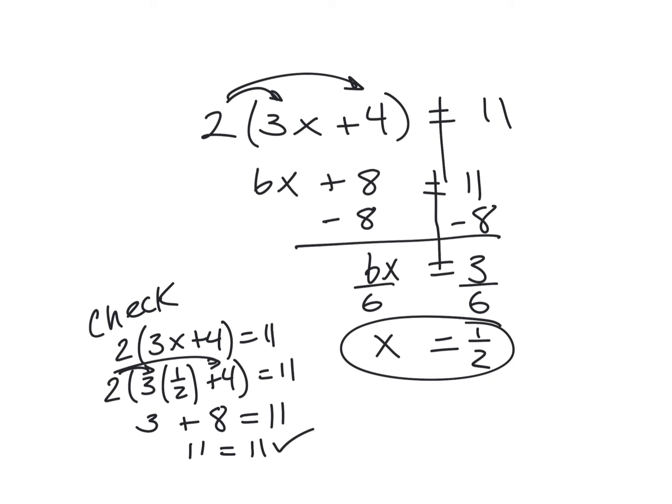So in this case, it would not have been advantageous to divide both sides by 2 right away. It was better to do the distributive property, whereas in the last problem, it worked out to divide both sides by the number outside of those parentheses.